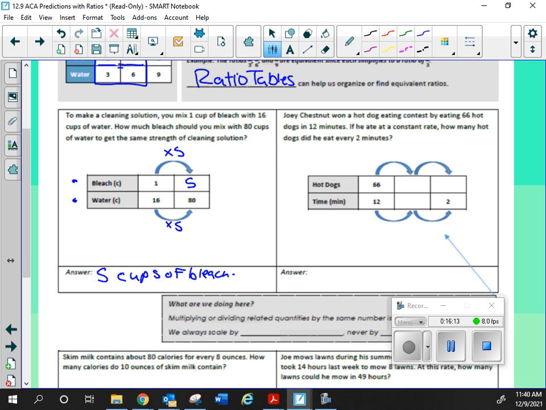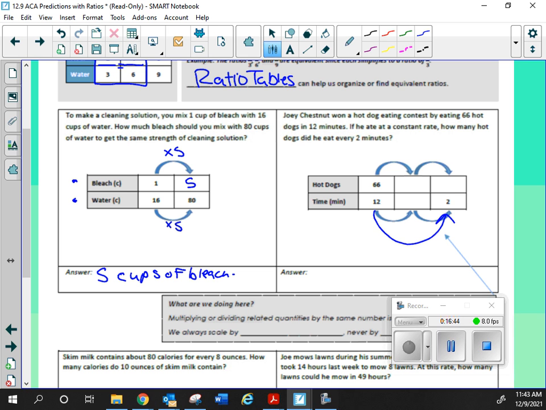Okay, over here on number 2, you'll notice that there's an empty box in the middle where you can, or don't have to, use it. If you don't use it, you can go straight from 12 to 2, but we'll talk about it in a second. I'm going to let y'all solve it real quick. All right, Joey Chestnut won a hot dog eating contest by eating 66 hot dogs in 12 minutes. Yes, this is a real person, and yes, he's a competitive eater. If he ate at a constant rate, how many hot dogs would he eat every 2 minutes?